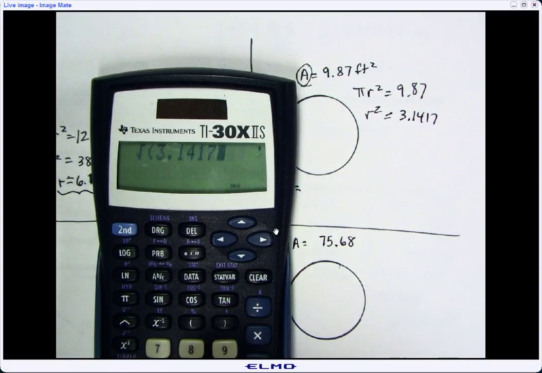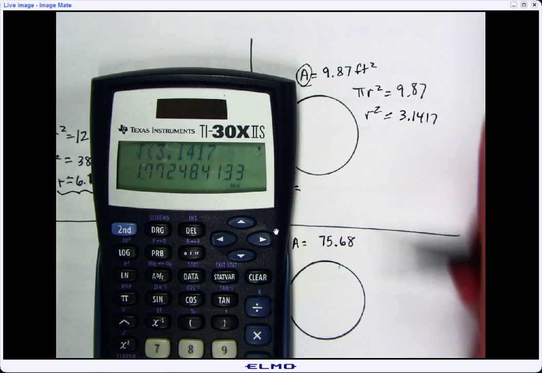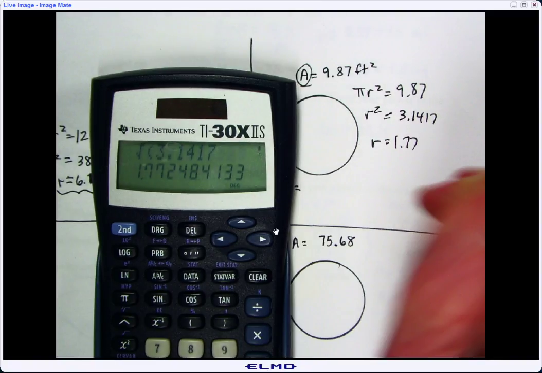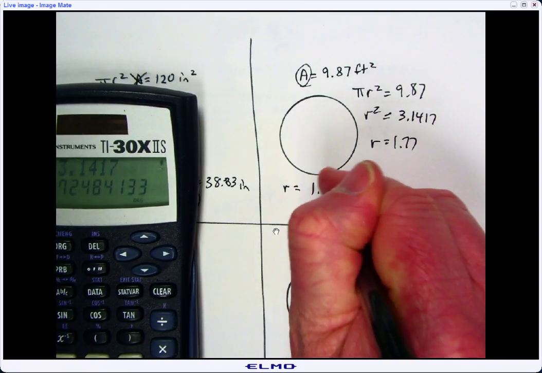The more digits you keep, the more accurate it stays. So the radius is 1.77. They're asking for the radius here, so that's all we need to do.